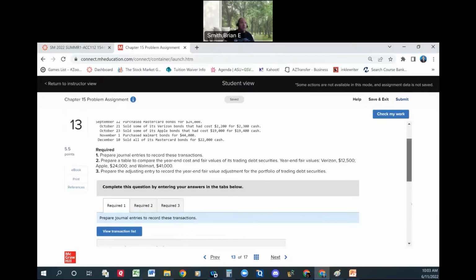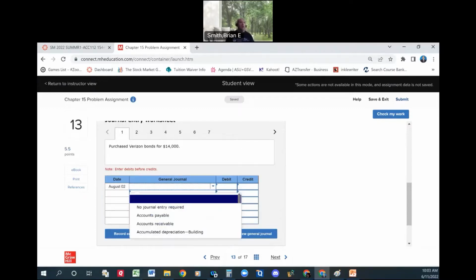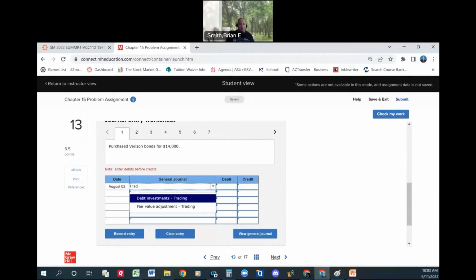All right, so we purchased Verizon bonds for $14,000. We're going to look for something like investment in bonds, but it's actually going to be trading securities. Debt investments trading. I like it. 14,000 cash.